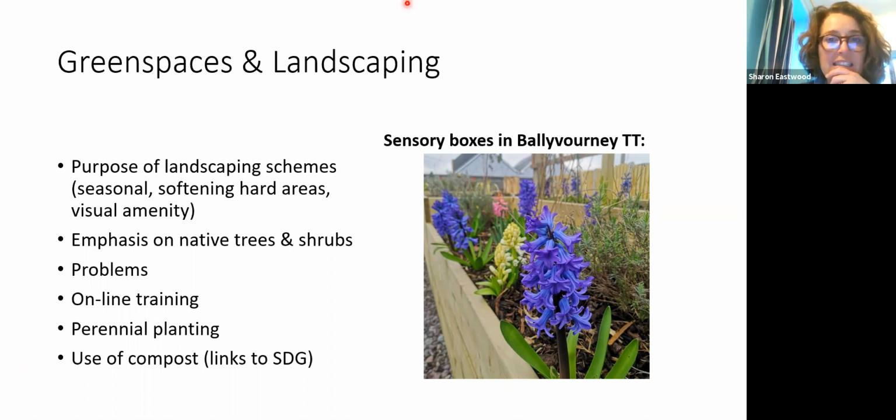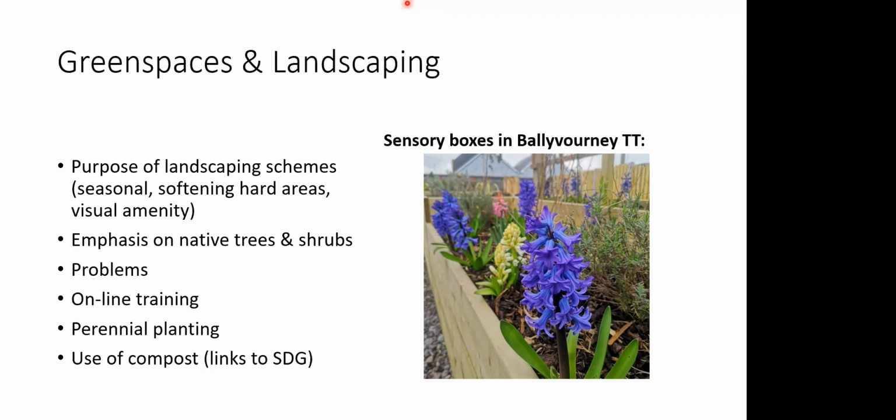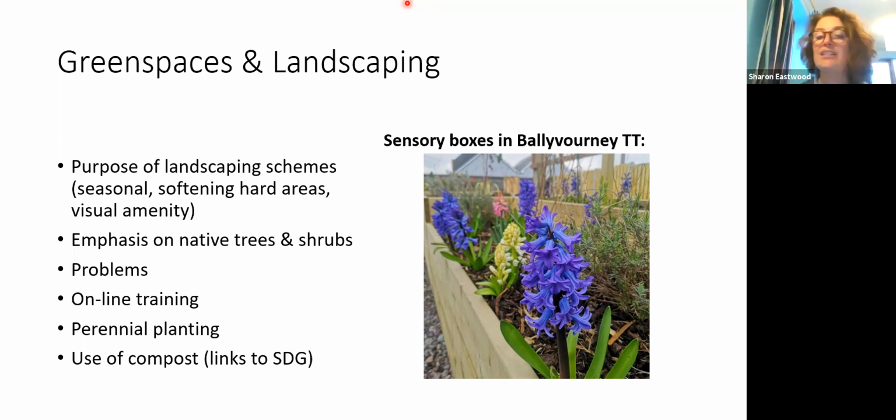Perennial plantings is the big one where possible. And if you're doing your perennial planting, that will link to the SDG. I'm trying to think of which SDG that will link to. But sustainable communities, for example, would be one. And good health and well-being as well, from sensory gardens. It makes people feel good when they see something nice in the area.